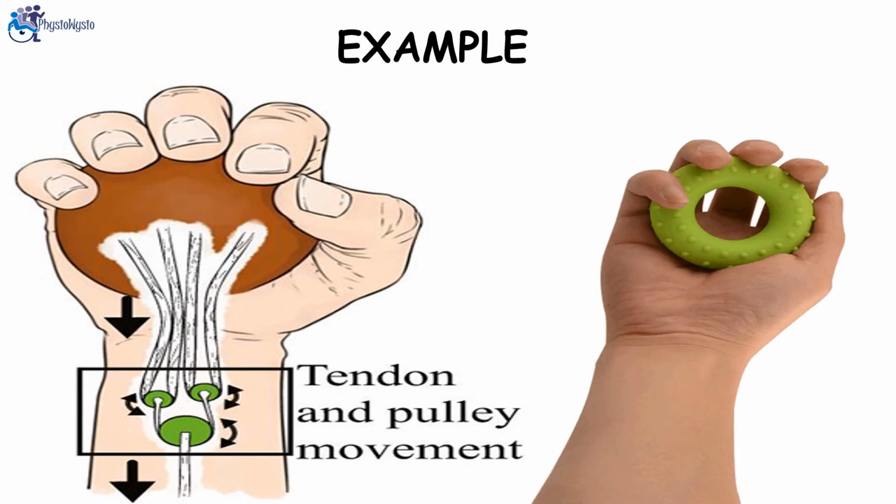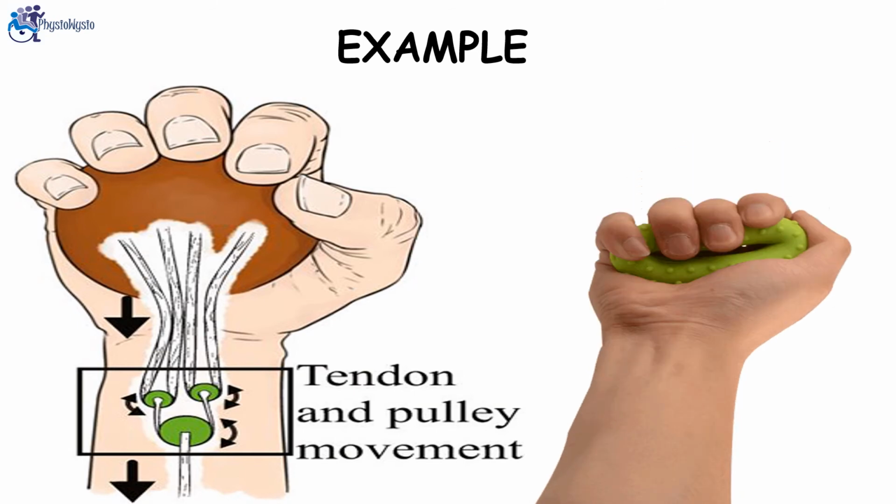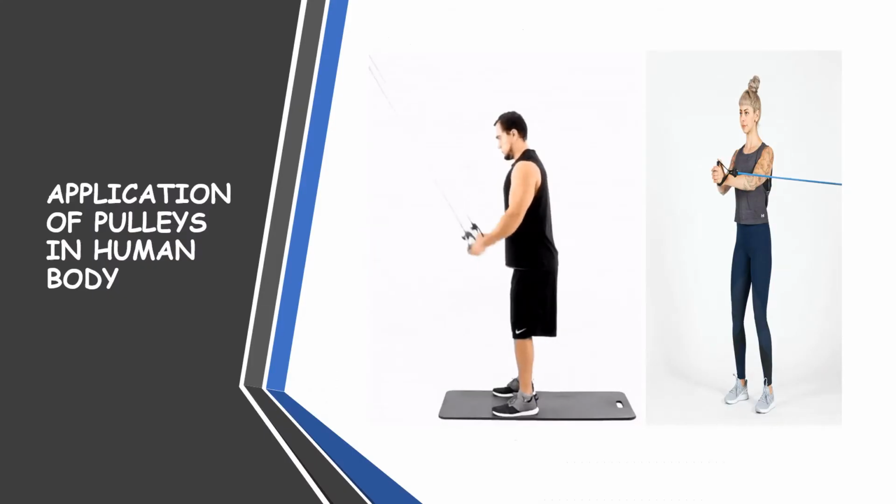Now here is an example of a combination pulley. The start of a pulley system helps in making a fist, or you can say flexing the fingers.